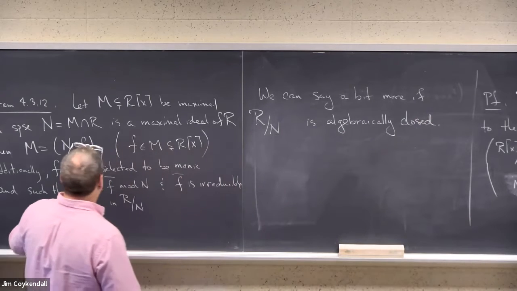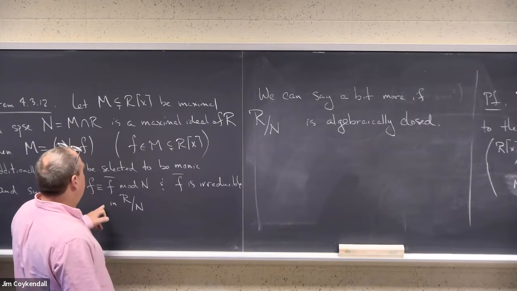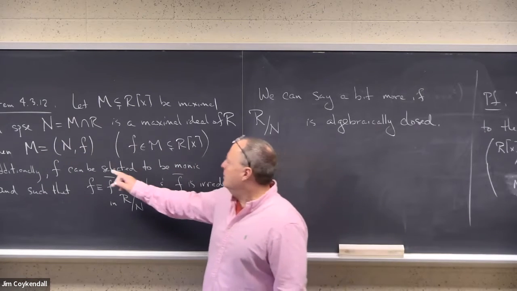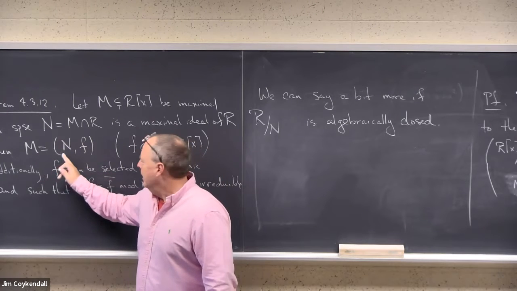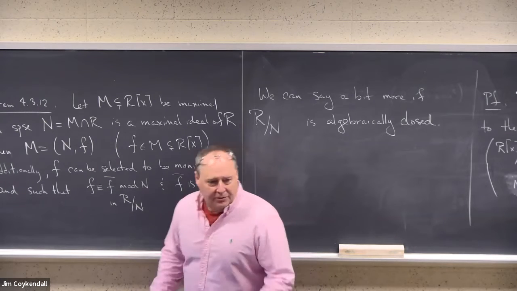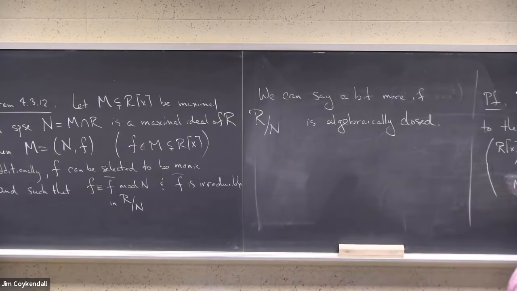So let's kind of revamp this. Oh, by the way, does it appeal to you what you can say? Look at the content of the theorem here. You can generate this maximal ideal by N and F, where F can be monic and its reduction mod N can be irreducible. So I can just take F to be that reduction mod N. What can you say if R mod N is algebraically closed? Yeah, in fact, if it's algebraically closed, not just anything can be irreducible, right? The only irreducibles are linear polynomials.